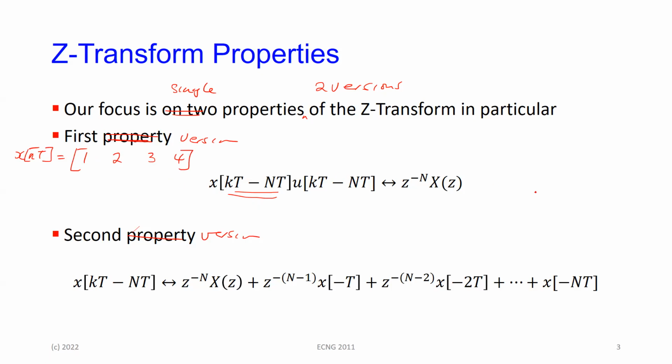Let's say I delay all of them. So I plot it here. x0 is 1, x1 is 2, x2 is 3, x3 is 4. If I delay it by some amount, so I shift everybody down by, let's say, 2T. So the sequence is now, remember, what does this mean? Whenever I take a sequence and multiply it by u[nT], what does that mean?